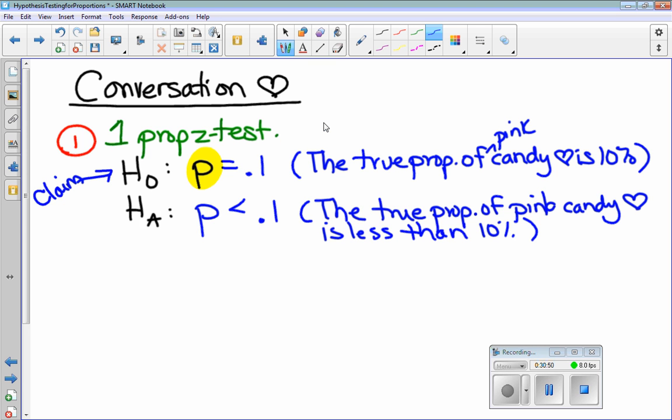So when it comes to hypotheses, 2 things to remember. 1, always written in terms of the parameter. 2, the null is always the claim. And then the third one is whatever you're trying to prove, greater than, less than, or not equal to. Today we're only going to do less than. We won't get to a not equal to until next class.